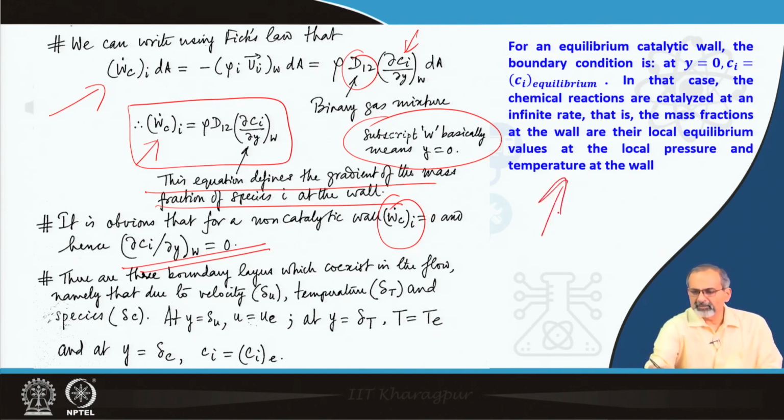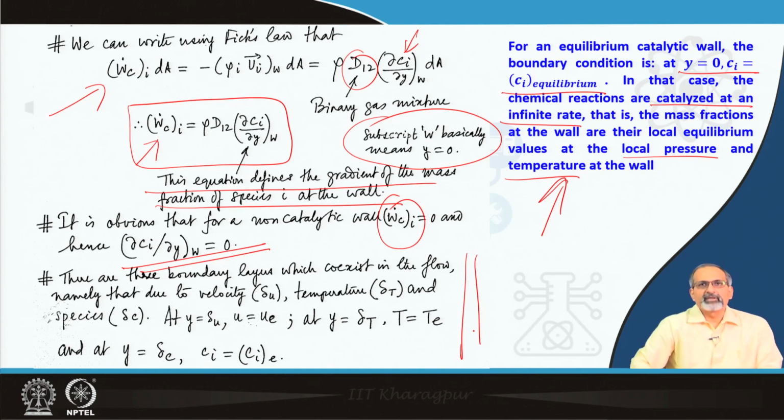For an equilibrium catalytic wall, on the other hand, the boundary condition will be given by c i equal to c i equilibrium. In that case, chemical reactions are catalyzed at an infinite rate, so that you are always at equilibrium conditions. So, the mass fractions at the wall are their local equilibrium values at the local pressure and temperature which exists at the wall.